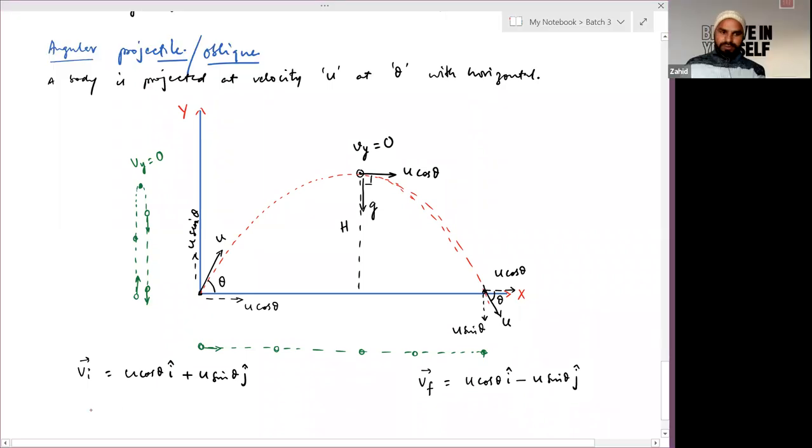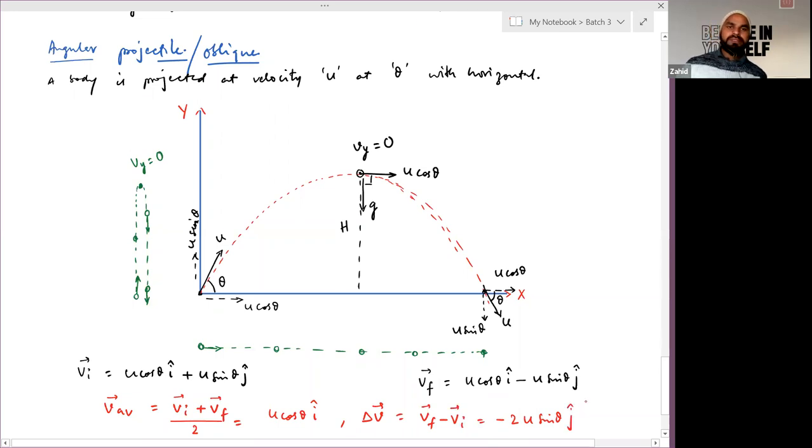Now, from these two terms, we may find first average velocity, which is equal to v initial plus v final divided by 2. So if you put these two values in this expression, you will get u cos theta i cap. And next is change in velocity, which would be v final minus v initial. So if you put these two values, you will get minus 2 u sin theta j cap. First, write it down till this part.